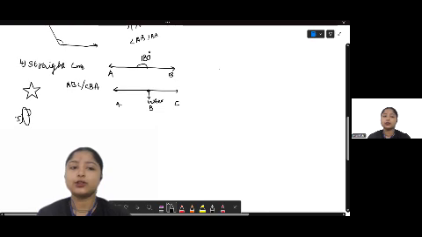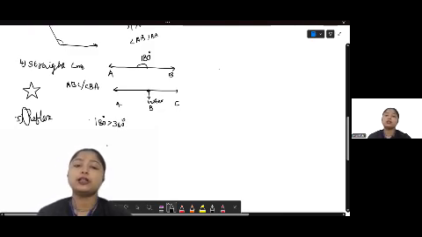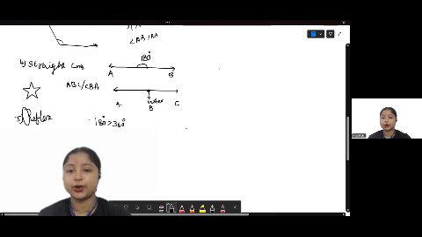A reflex angle doesn't have a fixed value, like an obtuse angle and an acute angle. It varies from 180 degrees. It's greater than 180 degrees and smaller than 360 degrees.